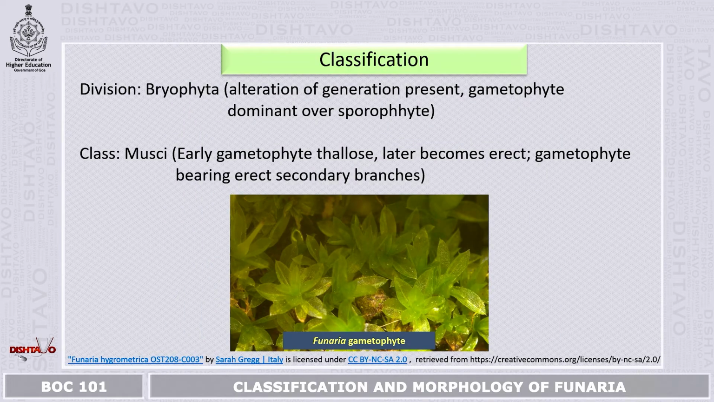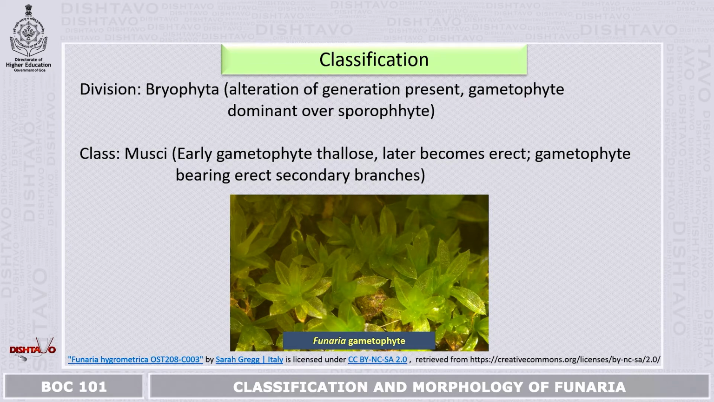Classification. Division Bryophyta. Here you can see the alternation of generations present. The gametophyte is dominant over the sporophyte. The gametophyte is the gamete-producing and usually haploid phase, producing the zygote from which the sporophyte arises. And the sporophyte is the diploid multicellular individual or generation of plants with alternation of generations.